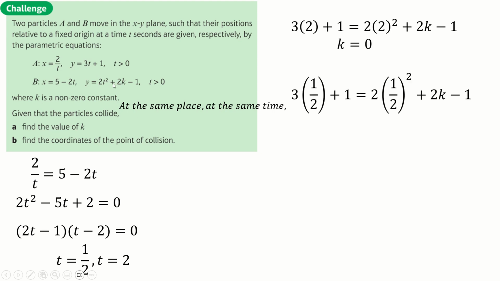So again, let's put t as a half into these y's to make sure they match, and you solve and get k as 3 over 2. And then the coordinates of collision, well, you just put k as 3 over 2 into, well, actually, you don't even need it, right? Because you can just say t as a half is the correct one. 2 over a half is 4, and 3 times half is 1.5 plus 2 is 2.5 or 5 over 2, and that's the coordinate of collision.